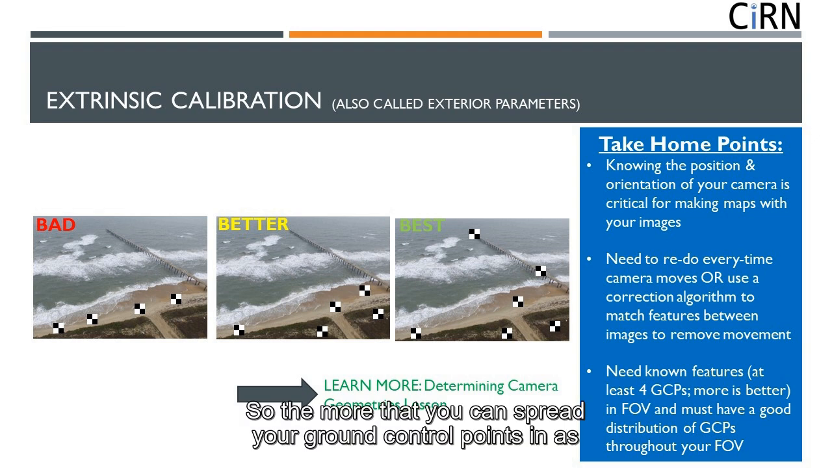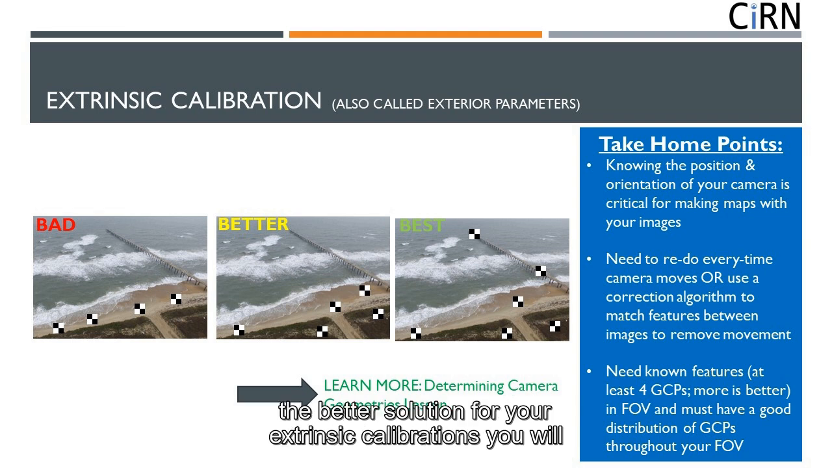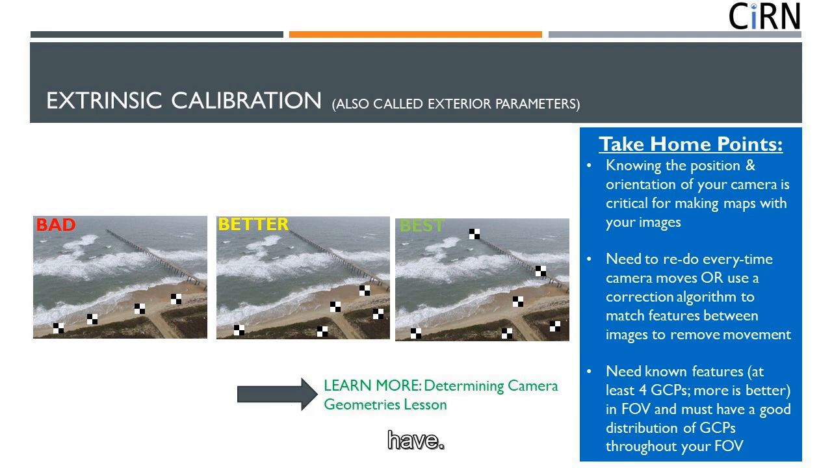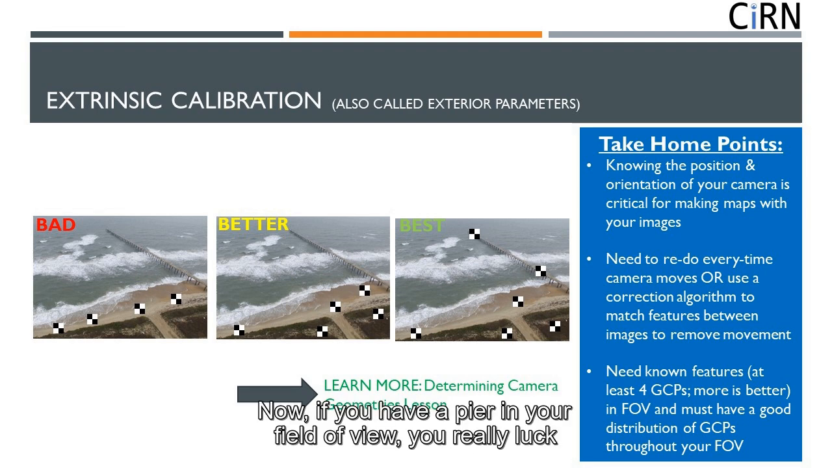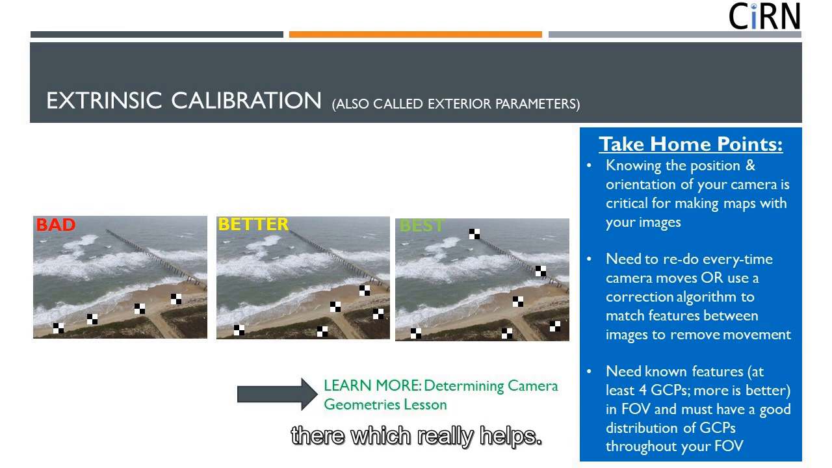So the more that you can spread your ground control points in as many dimensions as possible, the better fit that you will get and the better solution for your extrinsic calibrations you will have. Now, if you have a pier in your field of view, you really luck out because you get to put some sort of point really far out there, which really helps.